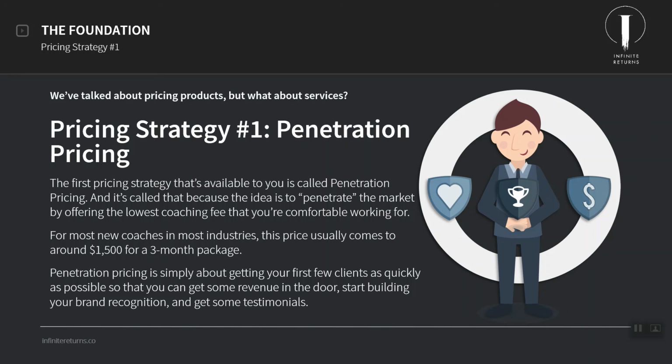The next thing that you want to talk about is penetration pricing. The first pricing strategy that's available to you is penetration pricing. The goal is to penetrate the market. For new coaches, for new services, this is why Infinite Returns initially was $27. We penetrated in with the market.